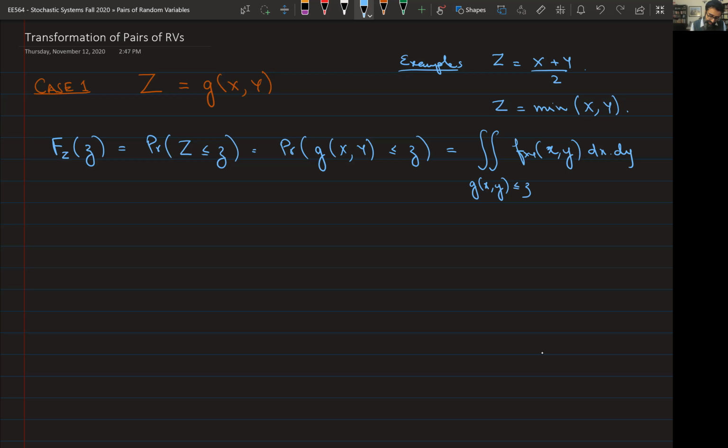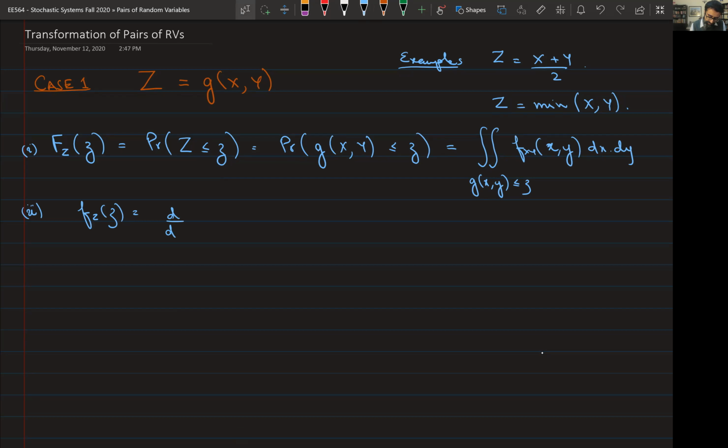And then, so this is step one, and step two is going to be what? Step two is going to be just the derivative, right? So this is just equal to d by dz of the CDF, right? So these are the two steps we're going to do in each and every one of the examples we're going to come across. Okay, and I'm going to try to explain this through examples, right? So here's the first example.